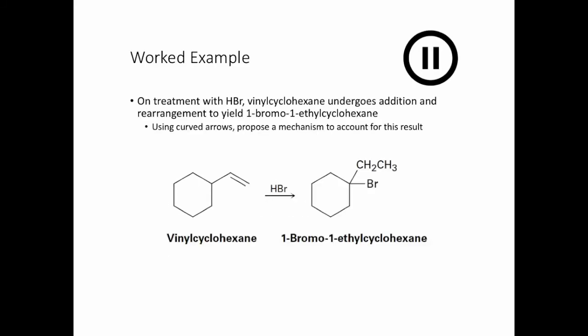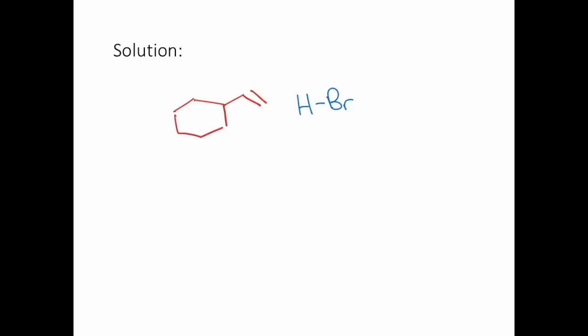And treatment with HBr, vinyl cyclohexane undergoes addition to yield this product. Using curved arrows, propose a mechanism. So pause the video here and try this on your own, and then resume it and I'll go through the solution. So here are the reactants.